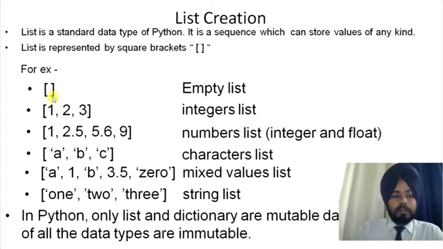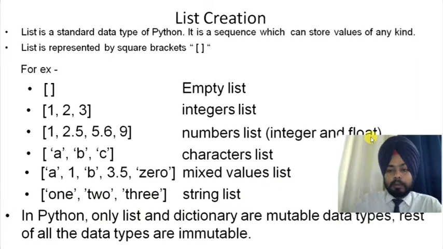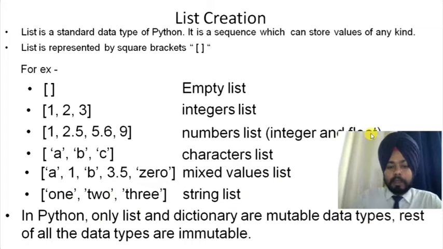Here are some examples. To create an empty list we use only square brackets. This list is called an integer list, and this list with numbers, integers and floats. This list is called a character list, this one a mixed value list, and this is called a string list. In Python only list and dictionary are mutable data types. The rest of all the data types are immutable.